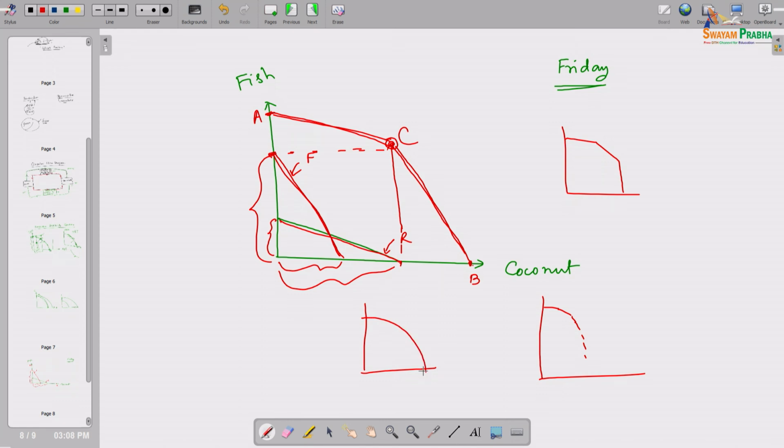So, with this Robinson Crusoe and Friday's example, I am sure that it is quite clear to each of you why the production possibility frontier will be concave towards the origin, and that concave production possibility frontier, when we are talking about the production possibility frontier for an entire country, entire economy, entire society, right, in that way.